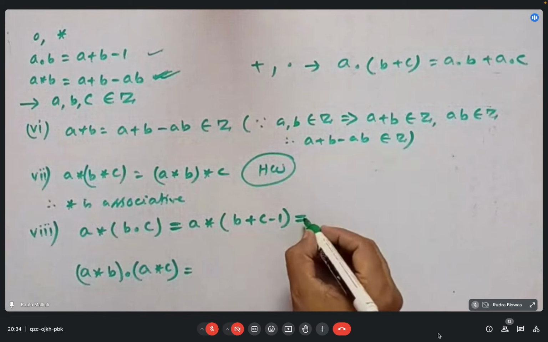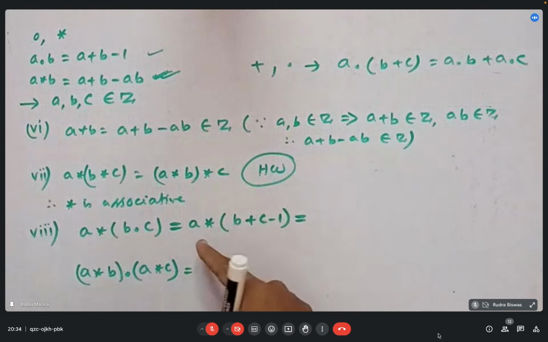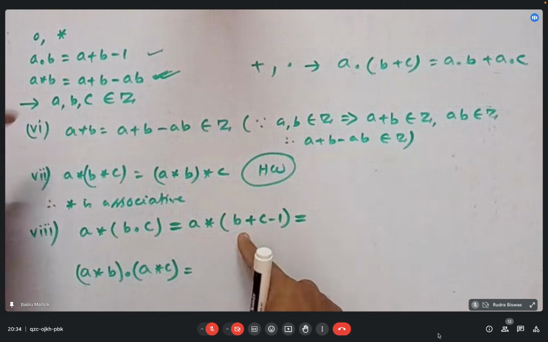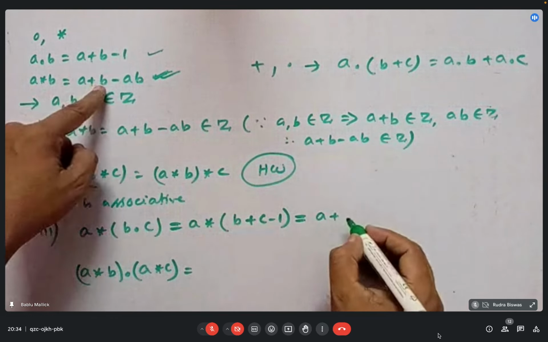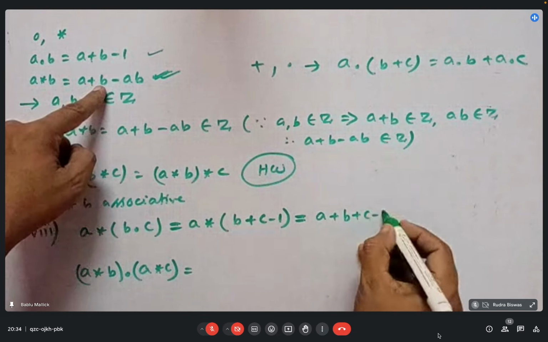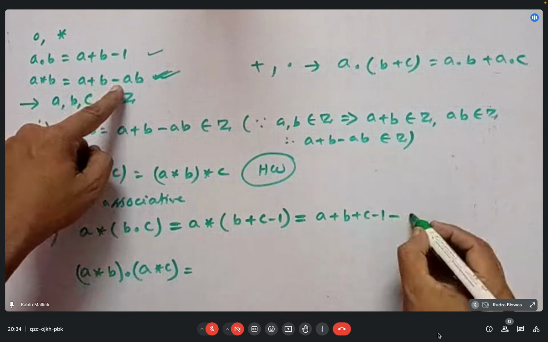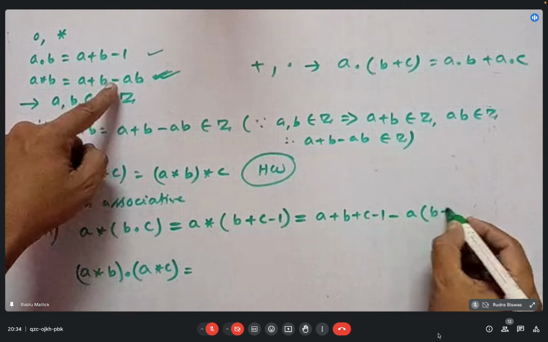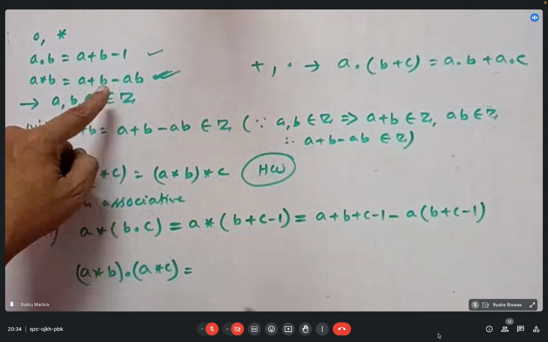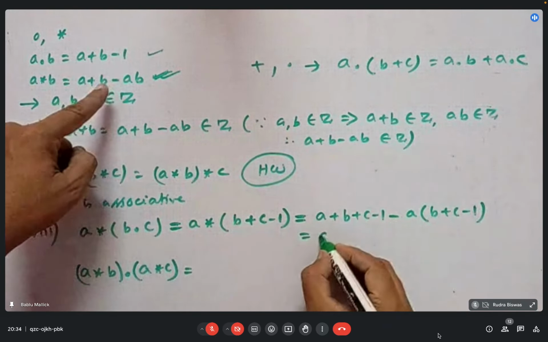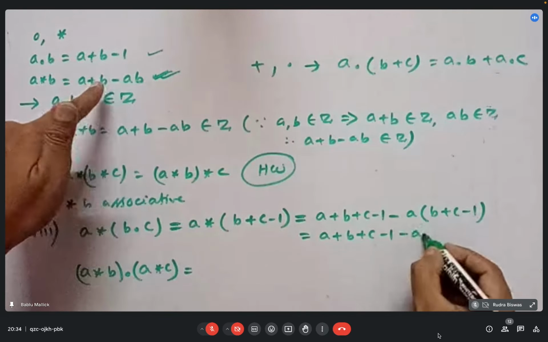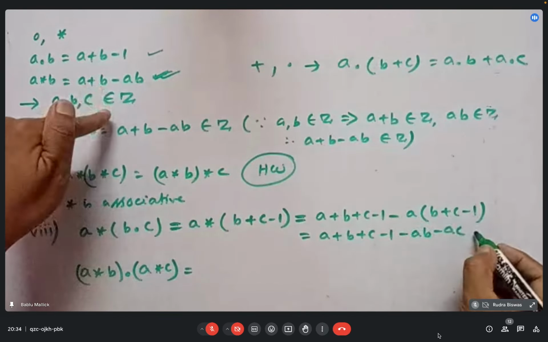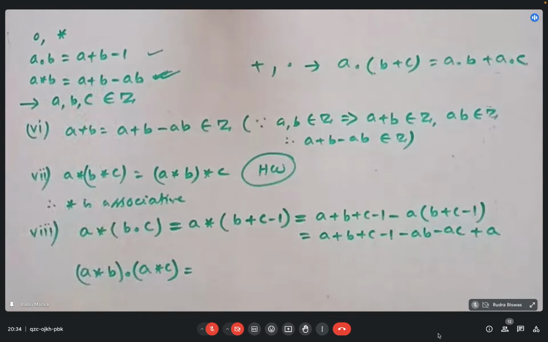So this is equal to A star (B plus C minus 1). Using this operation it will be first plus second minus first into second. So this will become A plus B plus C minus 1 minus AB minus AC plus A.